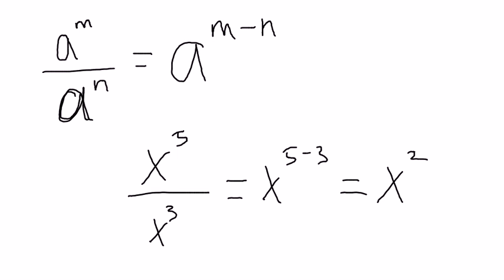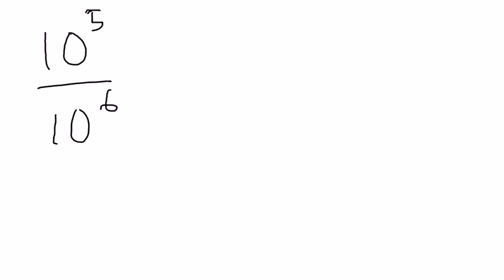We can plug in numbers, like you probably will when you use something like scientific notation. 10 to the 5th over 10 to the 6th. What's 10 to the 5 minus 6? That equals 10 to the negative 1.